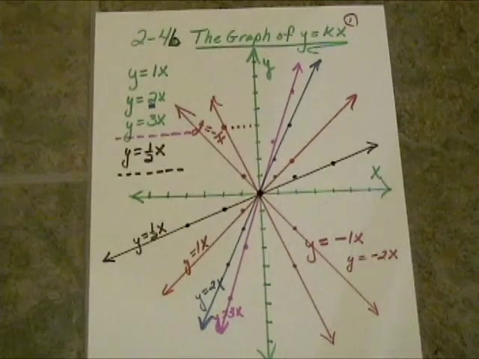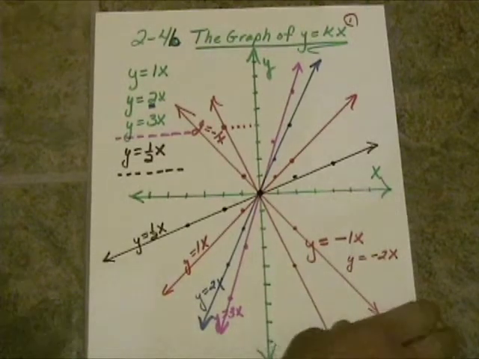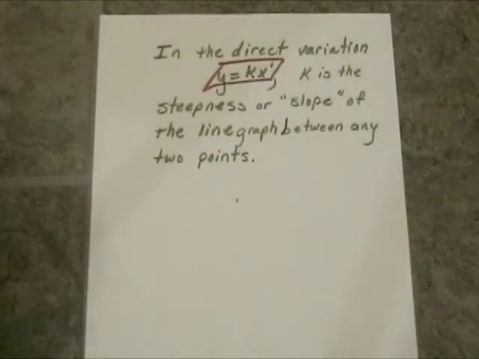Since k is so important, we call it the slope of the line. Turns out that the constant of variation is the slope, and the slope is just a measure of steepness. Y equals k x to the first. K is the steepness or the slope of the line graph between any 2 points.